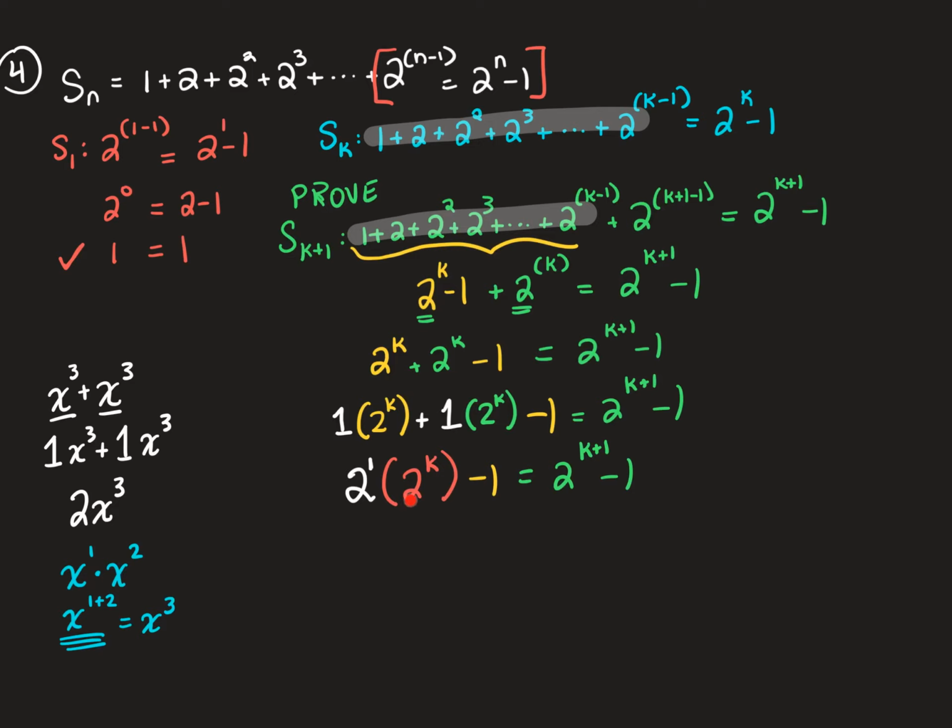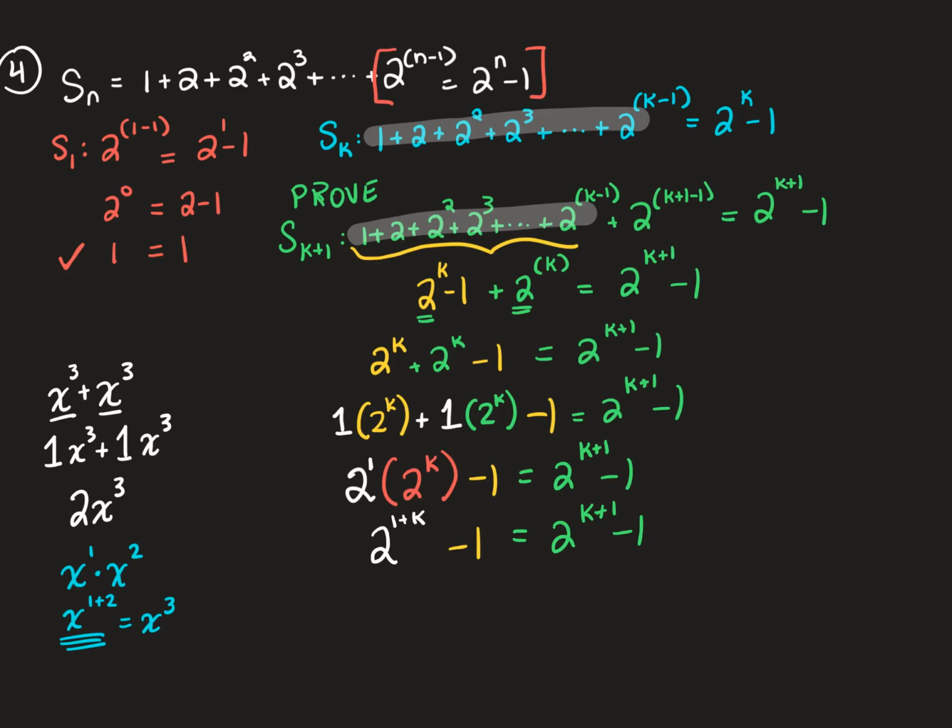In the expression that we have right here, we want to show that we have the same base, 2, raised to 2 different powers, and we're multiplying those. When you multiply like bases, you add the exponents. So what we can do here is say this is really the same thing as 1 plus k, and then minus 1 equals 2 to the k plus 1 minus 1.